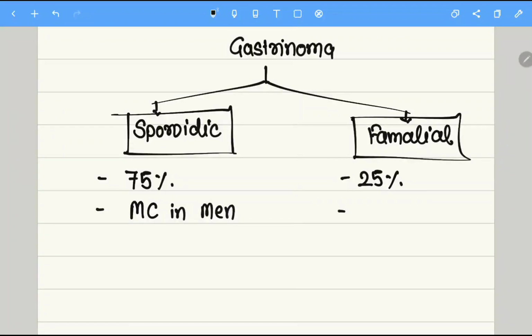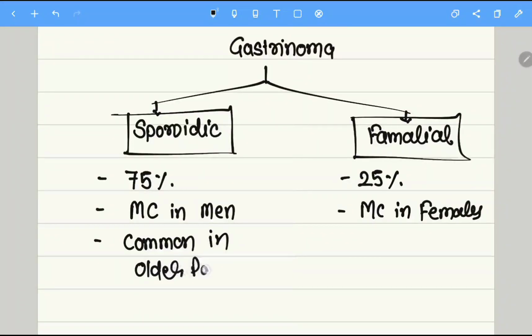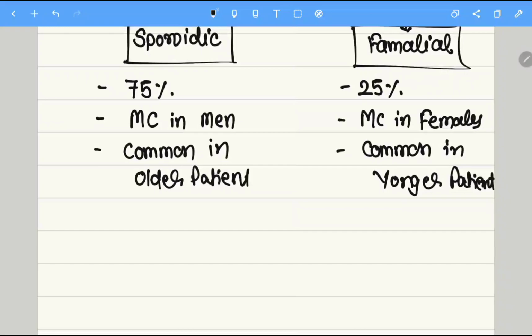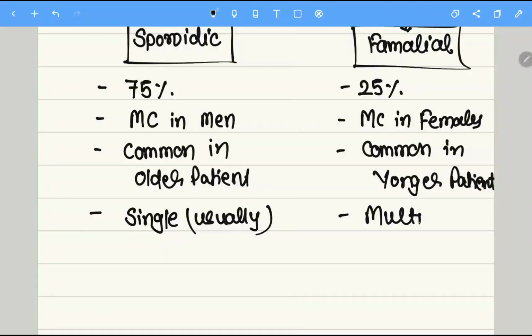Familial is more common in females. Sporadic is common in older patients. Familial is common in younger patients. Sporadic tumors are usually single in number. Yes, familial are multiple in number.